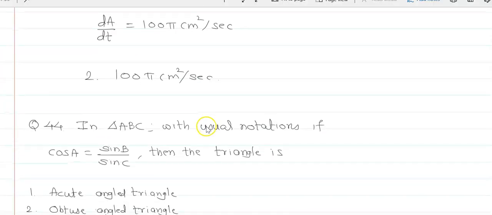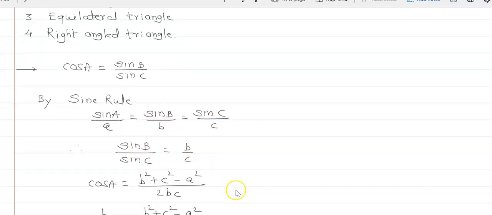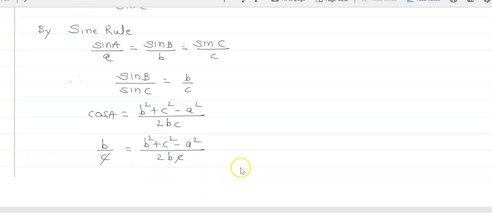Now again see this here. That is, cos A is equal to sin B upon sin C by the sine rule. Sin A upon a, sin B upon b, sin C upon c. Sin of capital B upon sin of capital C is equal to b upon c. Cos A is equal to b square plus c square minus a square upon 2bc. Cos A is equal to b upon c.